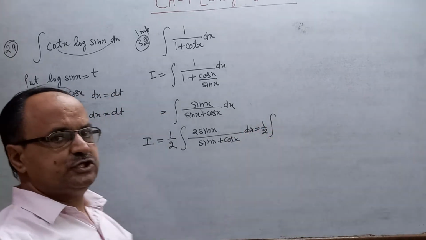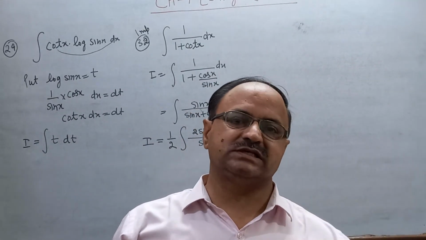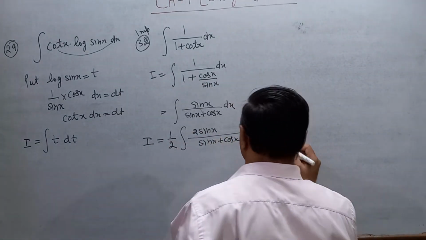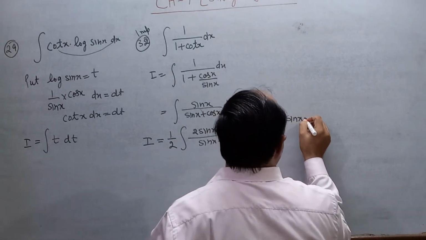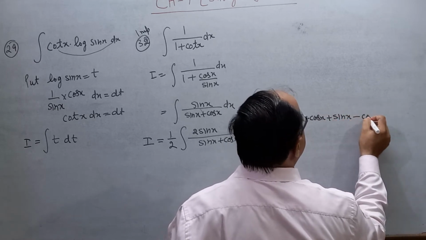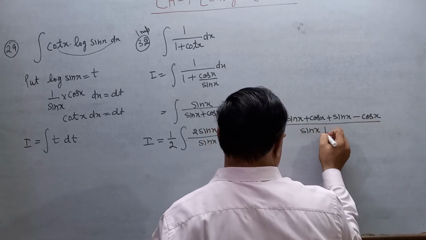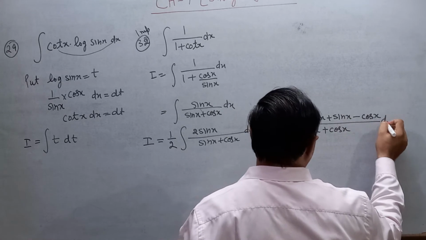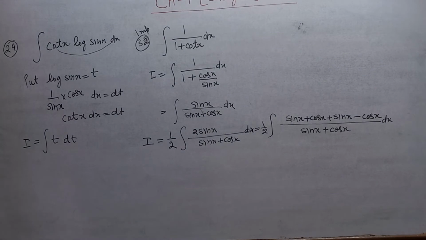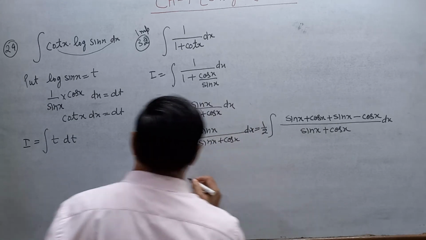Now if sin x is present in the denominator, then add and subtract cos x. If cos x is present in the denominator, then add and subtract sin x. Now add and subtract cos x in the numerator: (sin x plus cos x) plus (sin x minus cos x), divided by sin x plus cos x. Correct? Add and subtract cos x.